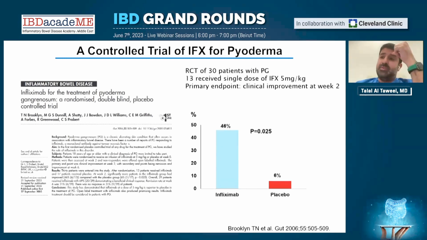They randomized to placebo versus a single dose of infliximab, with a primary endpoint of clinical improvement at week 2. And as you can see, with just a single 5 milligram per kilo infusion, around 46% of your patients improved. So you can see about a 40% delta between them and the placebo. So really a significant difference despite the small numbers in the population.